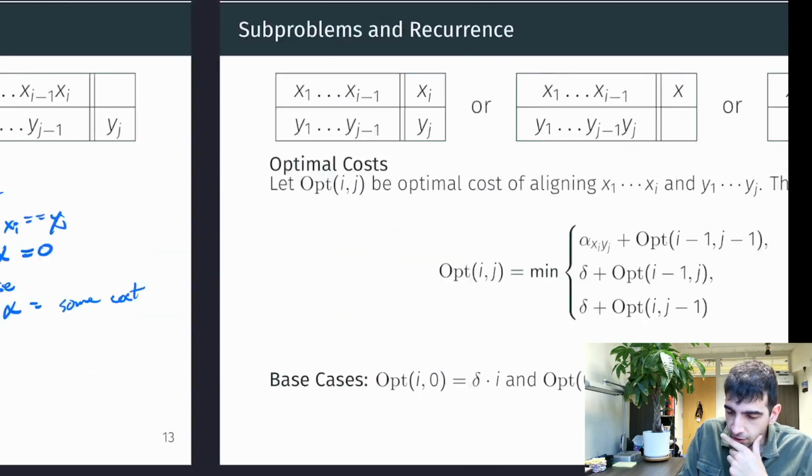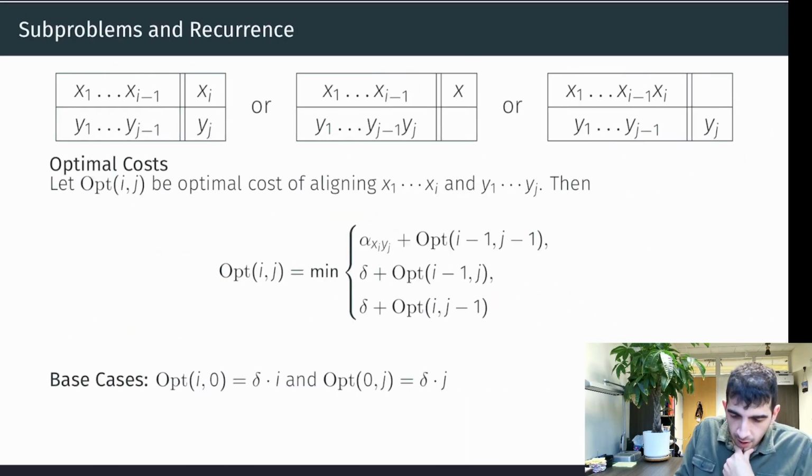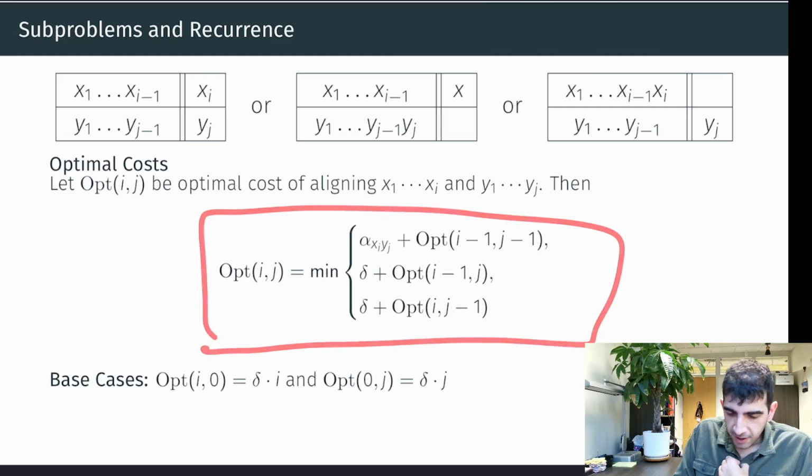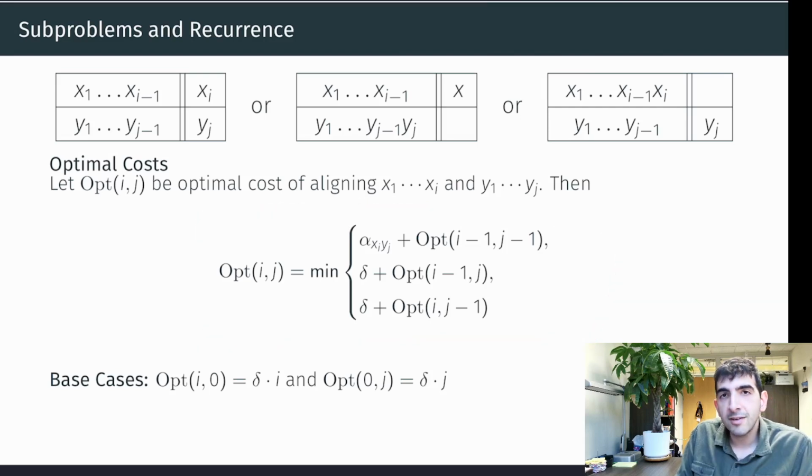Make sense? So, of course, with this recurrence, we need some base cases. And the base cases here are again obvious, similar to how we were doing the longest increasing subsequence. If one of the elements goes to 0, if one of the prefixes is empty, then what happens?